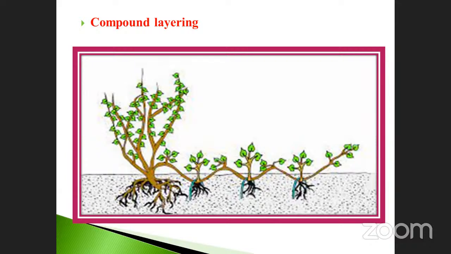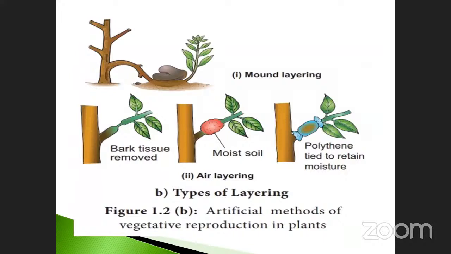Suppose you want more plantlets, you can do this type of method. Okay, I will get so many plantlets. See, this is called mound layering. Mound layering just touches the soil only.